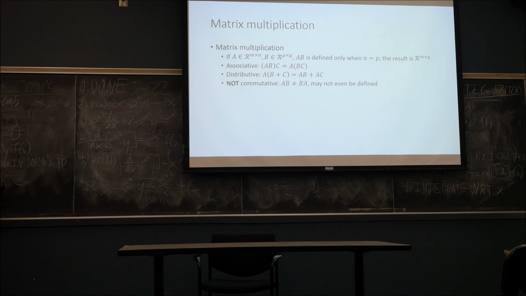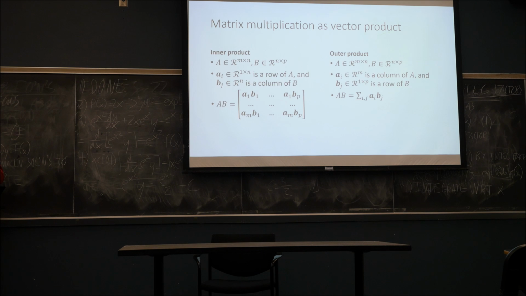Some properties of matrix multiplication: it is associative, it is distributive, but it's not commutative. So AB is not equal to BA. If AB is defined, BA may not be defined if the dimensions do not agree. So do not inverse the order. Just be careful. Okay, everybody is fine with that, right?